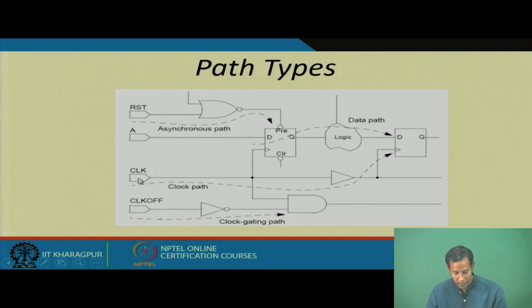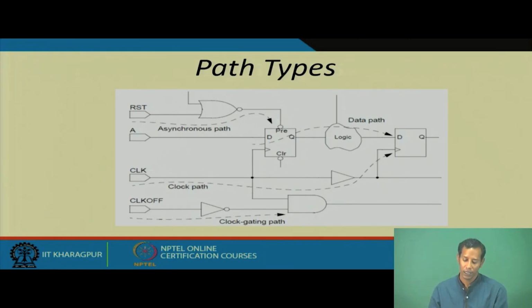And then again this clock is basically connected here and then bypassing one buffer to the second flip flop. So, this is nothing but the clock path. Now, again if your clock ends with some other logic, this is known as clock gating path.